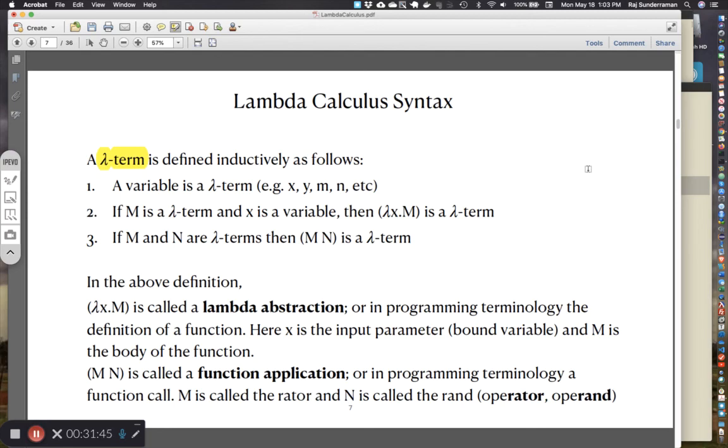It's a recursive or inductive definition. The first part of the definition is that you are allowed to use variables: x, y, z, m, n, p, whatever, any name you can choose. A variable itself is a lambda term. So that's a building block. The simplest type of lambda term you can make is just a variable name, x or y. And then there are two mechanisms of building bigger lambda terms from simpler lambda terms.